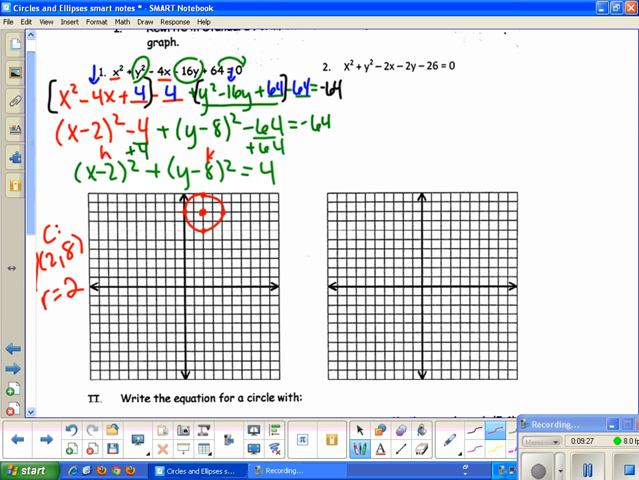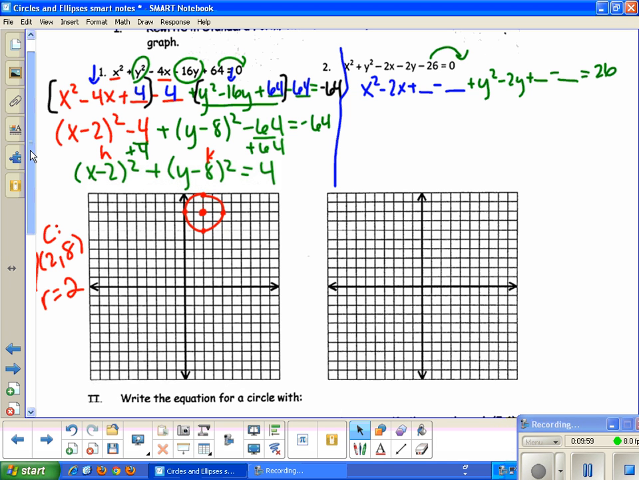So let's go ahead and try the next one. So let's do the same thing. So for the next problem, first things first, you want to get the like terms together. So we have x squared minus 2x plus something to complete the square, minus it to cancel it out. And then for the y's, we have plus y squared minus 2y plus something minus the same number that completes the square equals, take the 26 to the other side.